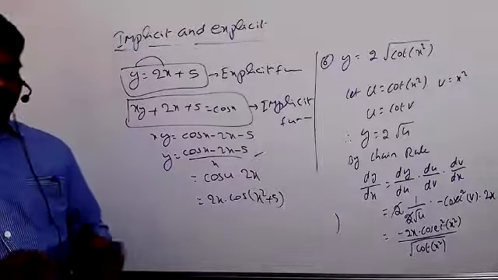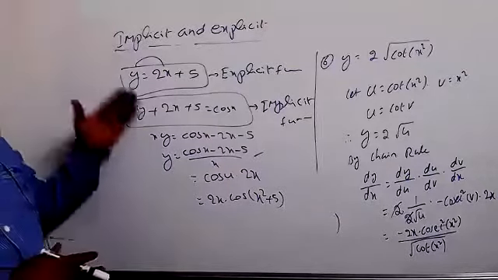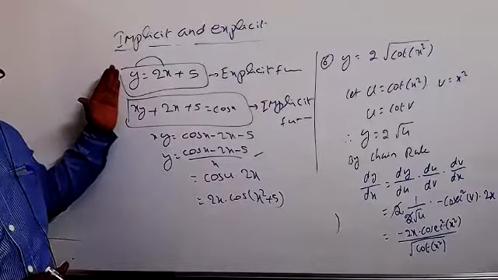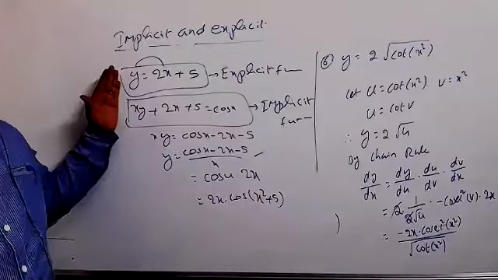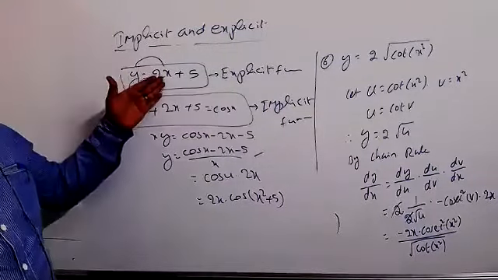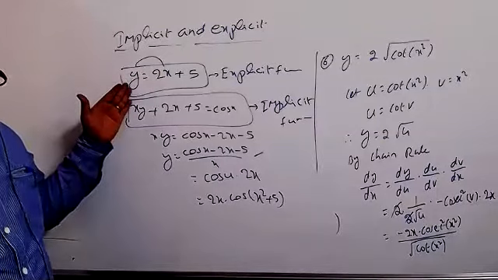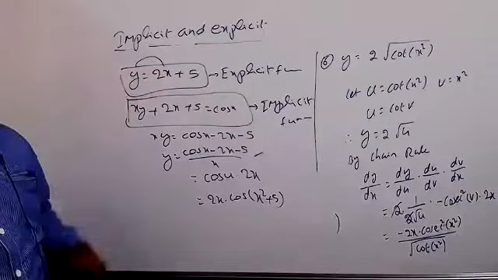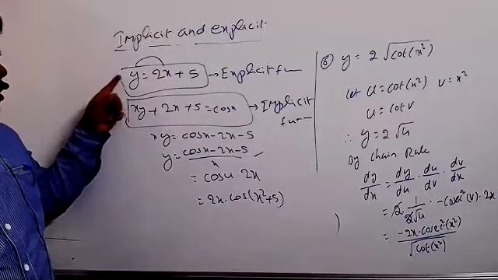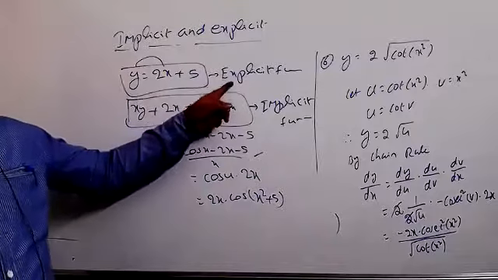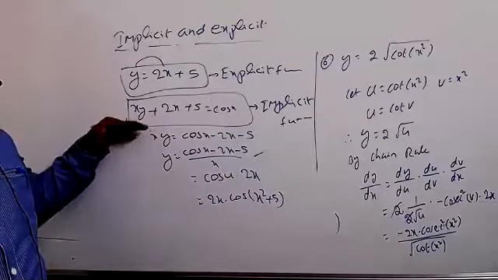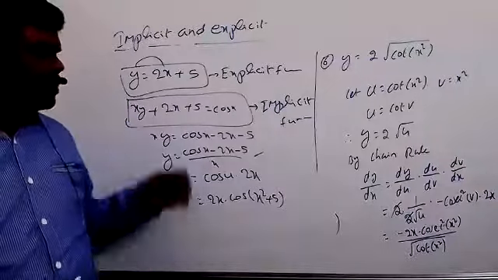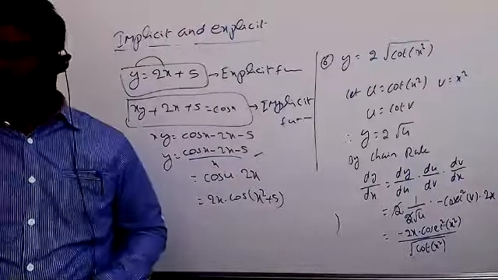Understood now? But in general, what is the main difference between explicit and implicit? In explicit, one variable is depending on other variable. Means y in terms of x we are taking. That means y is the dependent and x is the independent. It means y is completely dependent on x. This kind of equation or function we call explicit functions. But in one function, one variable is not depending on other variable. So that kind of functions we call implicit functions.